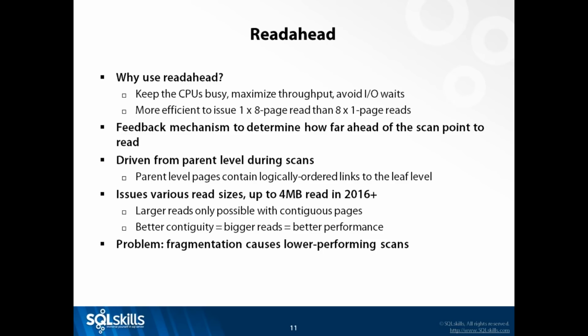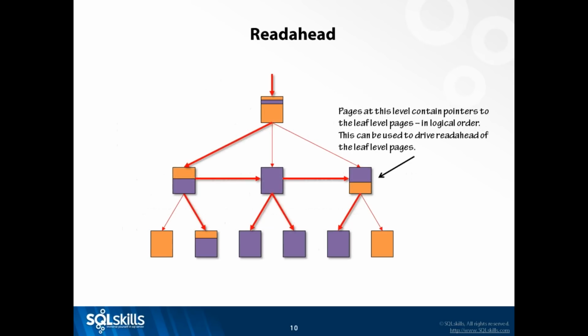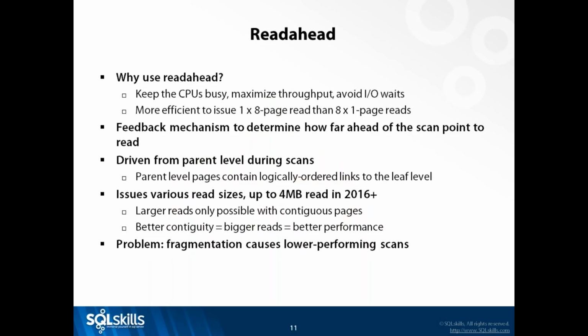Now, the read-ahead reads vary in size, up to a 4 megabyte read in 2016 and onwards. So that's reading in 4 megabytes worth of contiguous pages. Now, the better contiguity you've got, in other words, the more pages you've got where the next logical page is also the next physical page, the better the read-ahead IOs you can do. And so being able to make larger read-ahead IOs means your pages have to be in order. They have to be in physical order that's the same as the key order. And this physical order that's the same as the key order is what's commonly known as fragmentation. It's one facet of fragmentation. And I'll go into that in a little bit more depth.